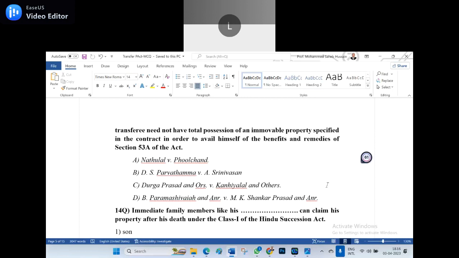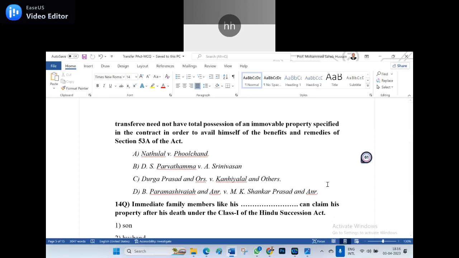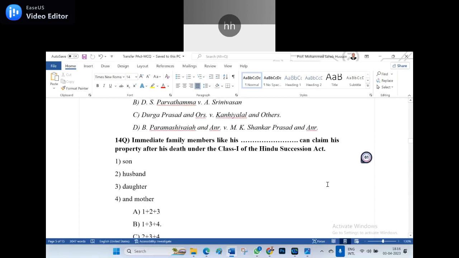Wrong. The right answer is Durga Prasad and others versus Kanhaiya Lal and others. C is the right answer.